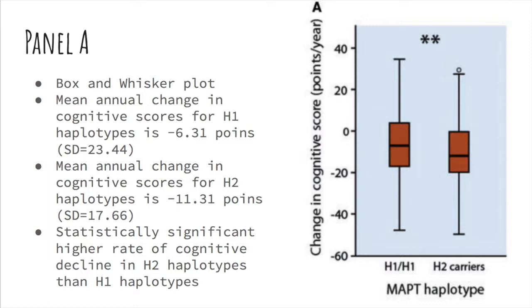What we're looking at here is a box and whisker plot, and you see two different figures, the H1 haplotype patients on the left and the H2 haplotype patients on the right. To break this down, the mean annual change in cognitive scores was negative 6.31 points over the course of a year for the H1 haplotype compared to negative 11.31 points for the H2 haplotype. This indicates a significantly higher rate of cognitive decline in H2 than H1 individuals, with the data being found by the researchers to be statistically significant.